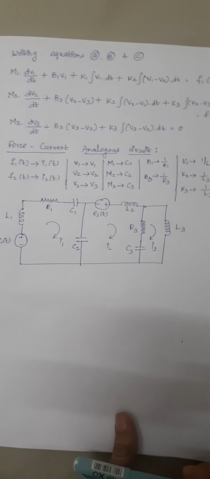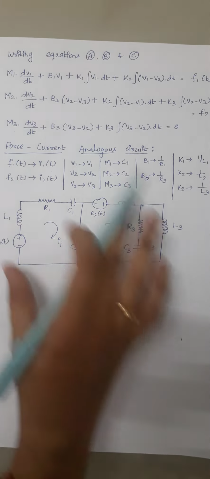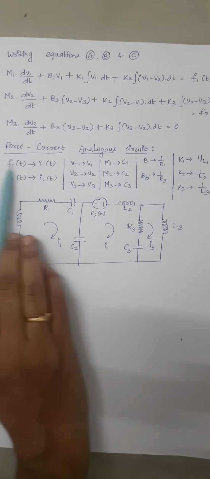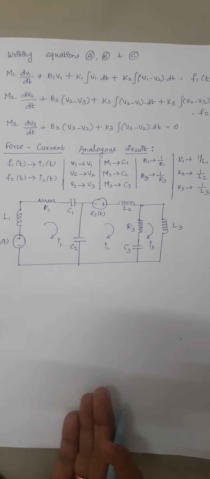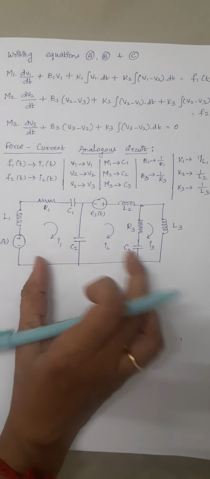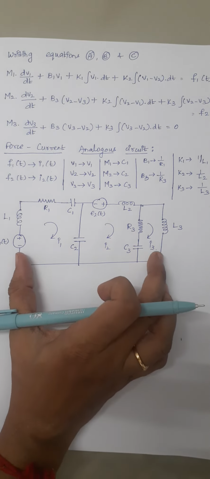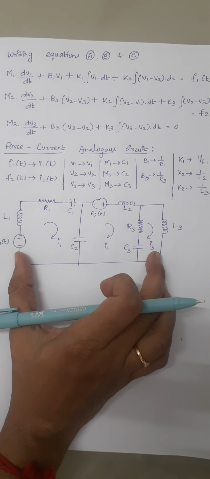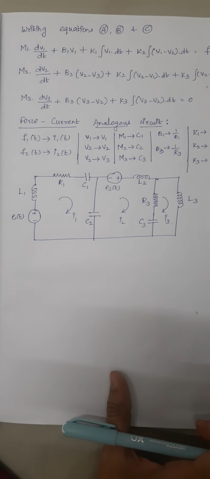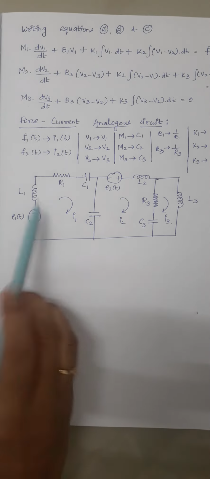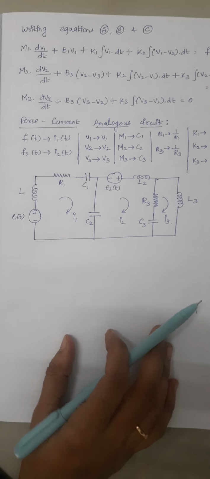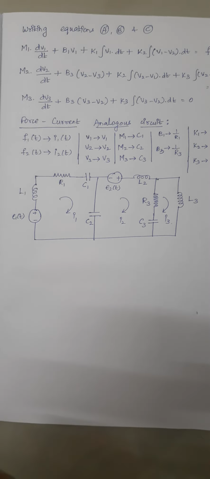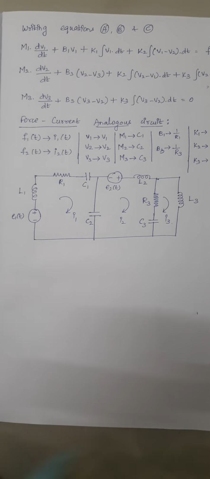And the next one is, instead of drawing a circuit from these expressions, I will tell you how to draw a force current analogous circuit from your force voltage analogous circuit. This is quite simple and easy. The first thing to keep in mind is that the elements which are in series here will come as parallel in our force current analogy, and your voltage will get converted into current. That's it, nothing more than that.